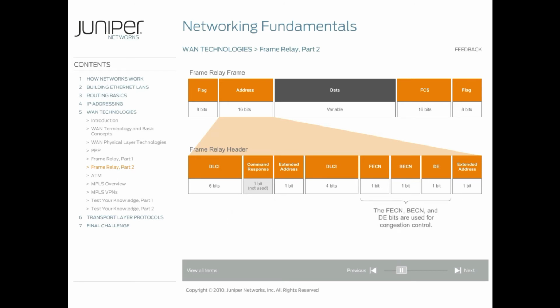The remaining 3 fields in the header are used to manage network congestion, which could occur in an oversubscribed Frame Relay network. Click the link on screen to learn how the FECN, BECN, and DE bits of the Frame Relay header are used to handle network congestion. Or click the Continue button to continue with this topic.